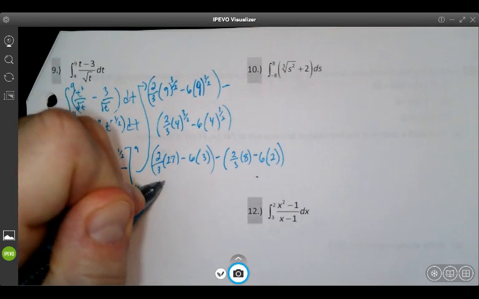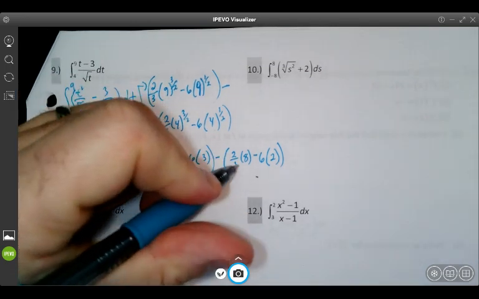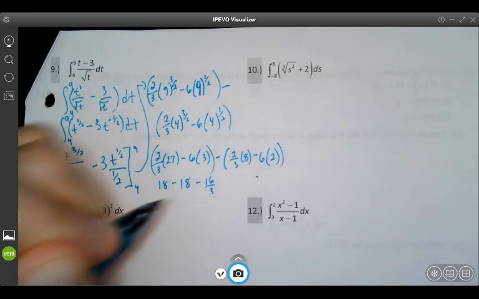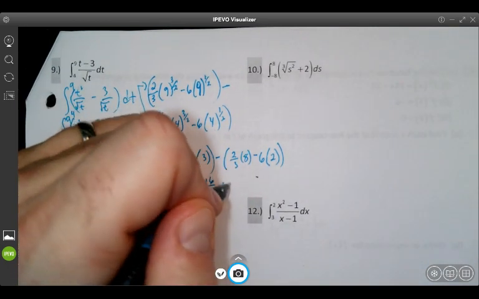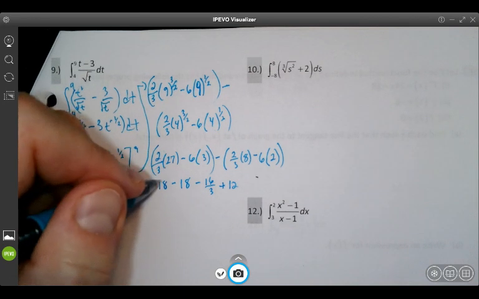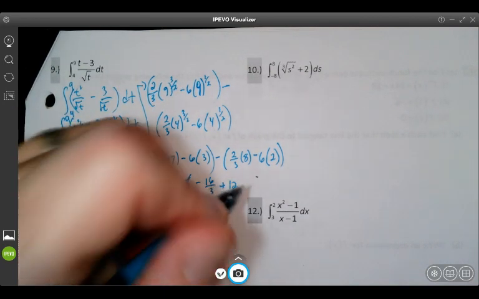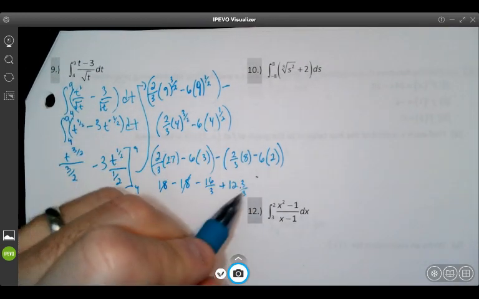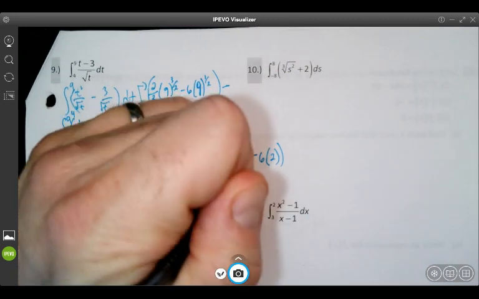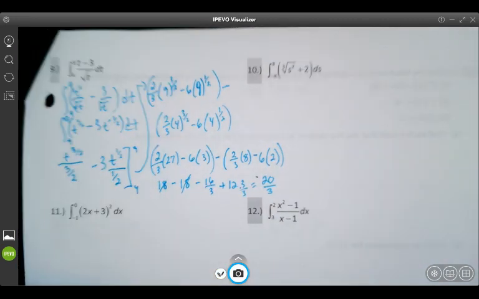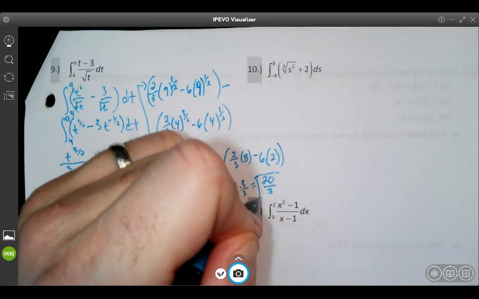Now I need to just simplify this. 2/3 of 27 is 18, minus 6 times 3 is 18, minus 2/3 of 8 is 16/3, and then plus, don't forget to distribute that negative sign, 6 times 2 is 12. So 18 minus 18 subtract out, and I'm left with negative 16/3 plus 12. I'll multiply 12 by 3 over 3, and so I get 36/3. And so I get negative 16/3 plus 36/3, which is positive 20/3. And so positive 20/3 is the answer for number 9.